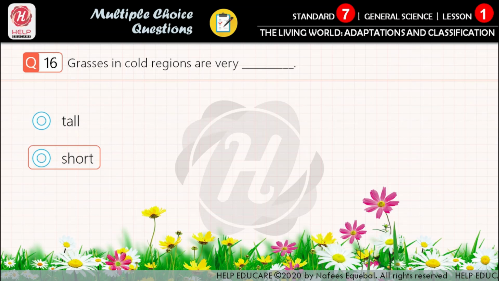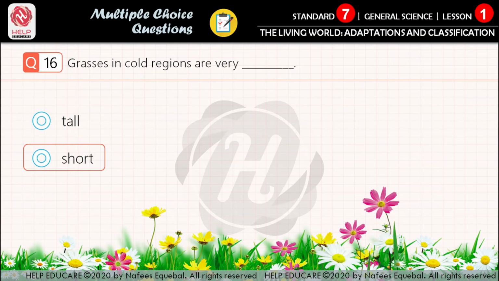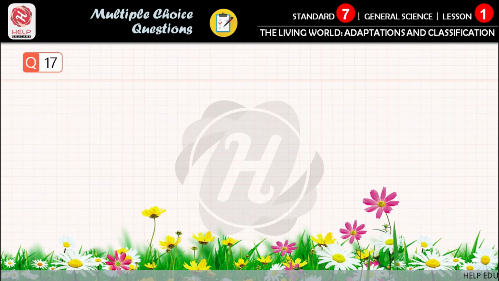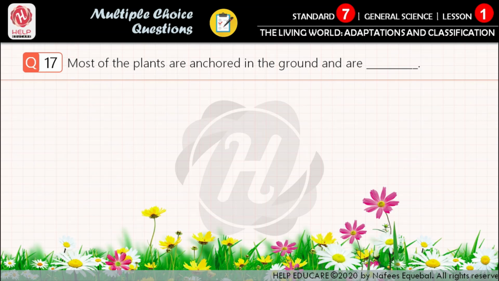Correct answer is short. Question number 17. Most of the plants are anchored in the ground and are dash. First option, autotrophic. Second option, parasitic.